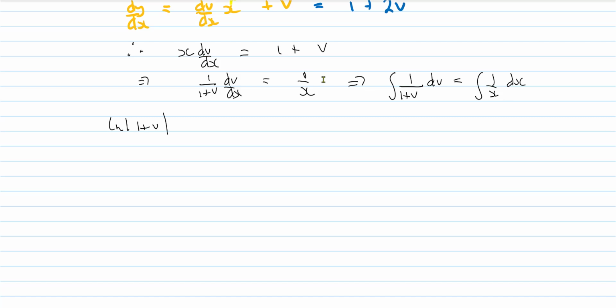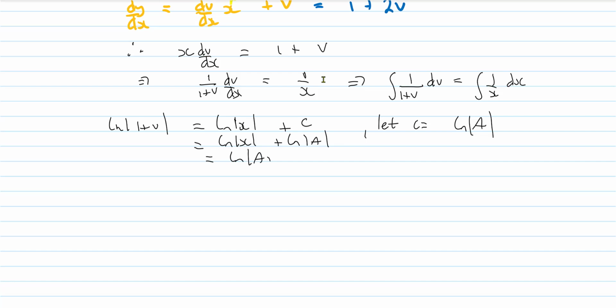And using our knowledge of integration, we're going to get ln of 1 plus v. Make sure you use the absolute value signs here. It's equal to ln of the absolute value of x, plus c. And just to make our calculations easier, we generally let c equal ln of the absolute value of a, which is still just some constant number. So we get ln |x| plus ln |a|. Using the rules of logs, we get ln |ax| is equal to ln |1 plus v|.